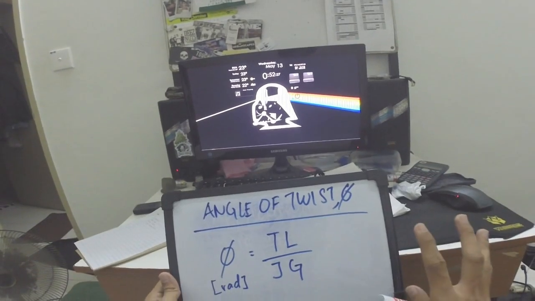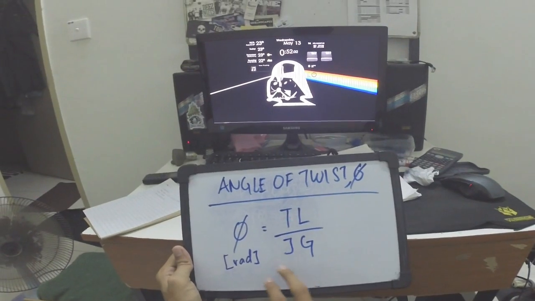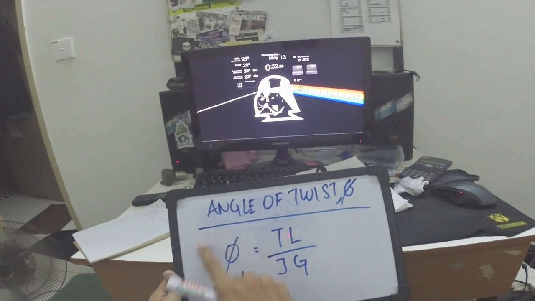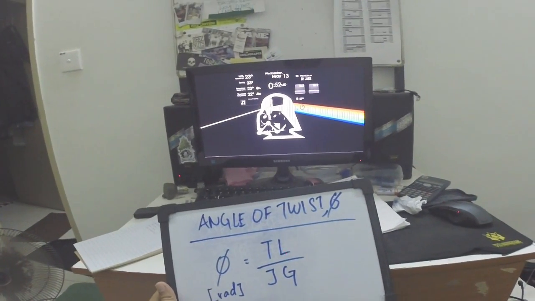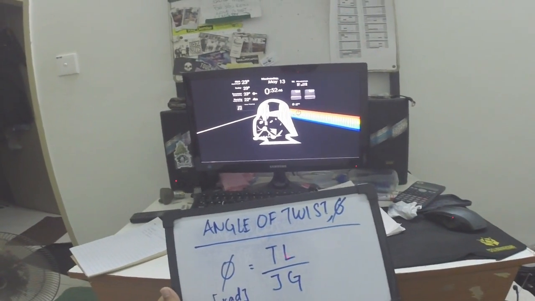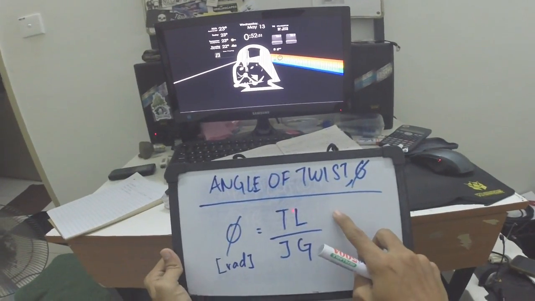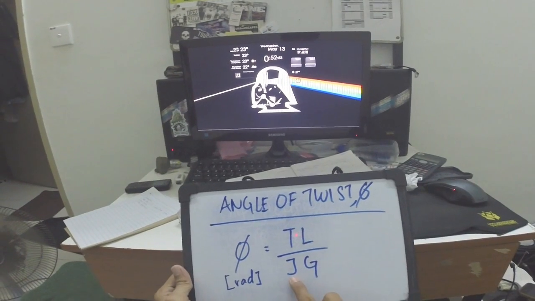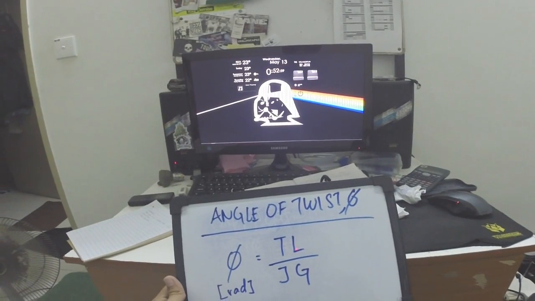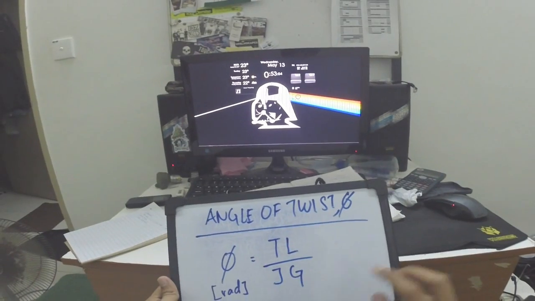So the calculation of the angle of twist can be simply put in this formula, which is angle of twist equals TL over JG. The angle of twist must be in radian, so if we have an angle of twist in degrees, we have to change it to radian. T is the torque applied to the shaft. L is the length of the shaft. J is the value that you calculate from the formula explained earlier, and G is the modulus of elasticity, usually given in the question.